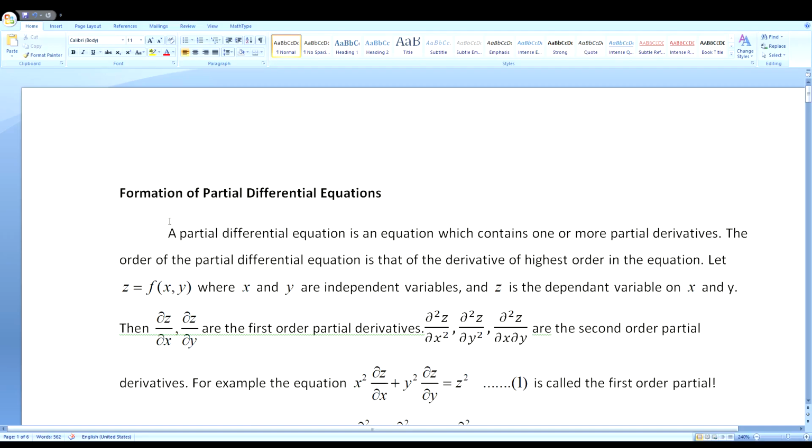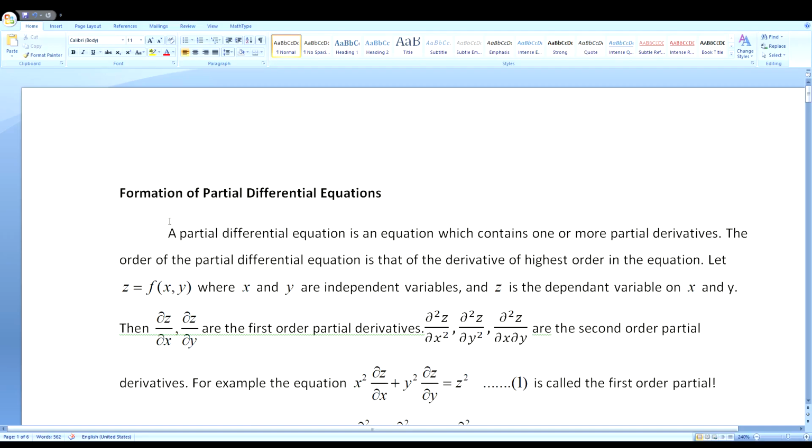Let z equal to f of x, y, where x and y are independent variables and z is the dependent variable on x and y. Then ∂z/∂x, ∂z/∂y are the first order partial derivatives. ∂²z/∂x², ∂²z/∂y², ∂²z/∂x∂y are the second order partial derivatives.